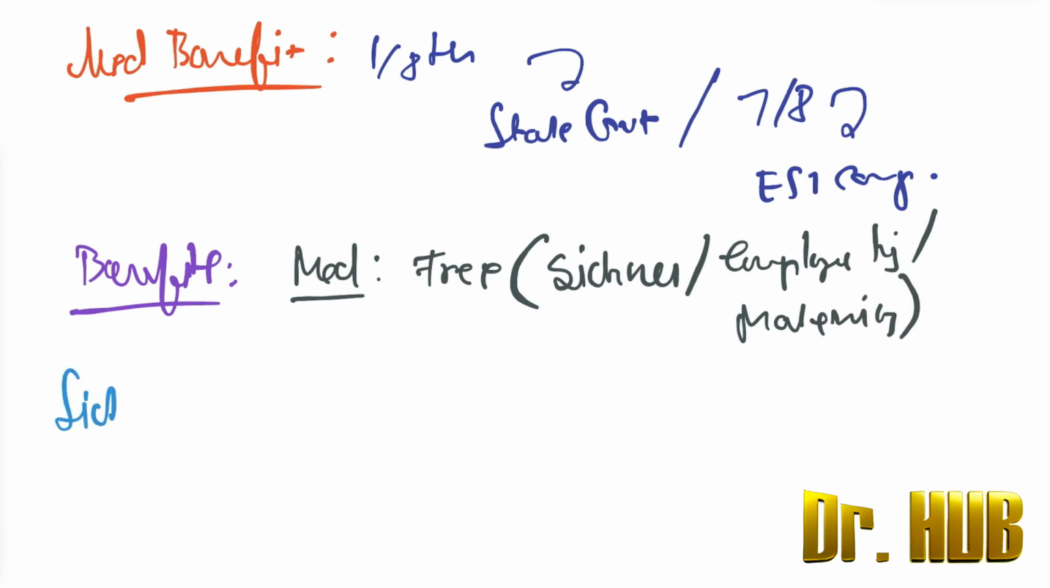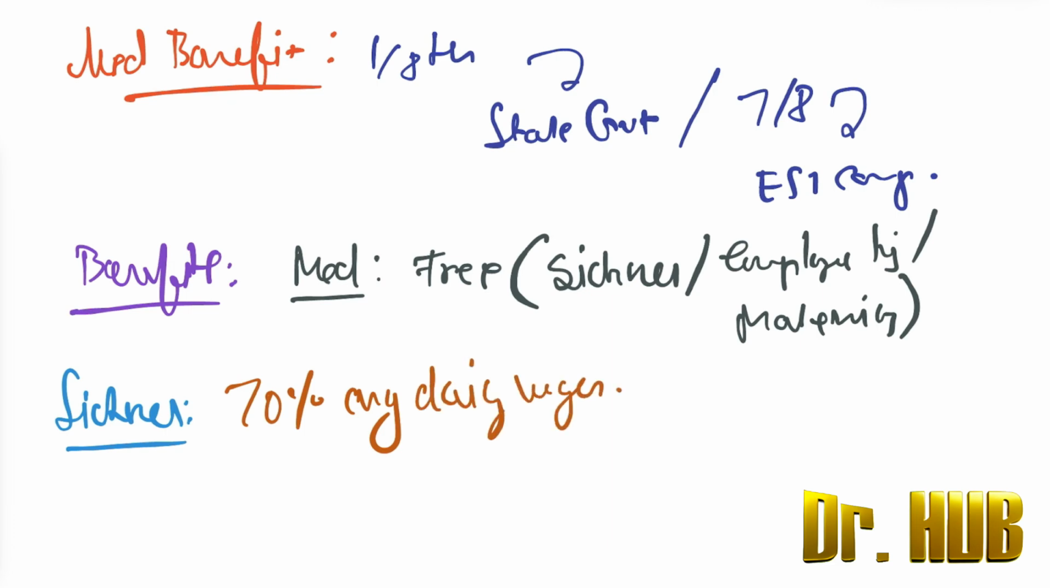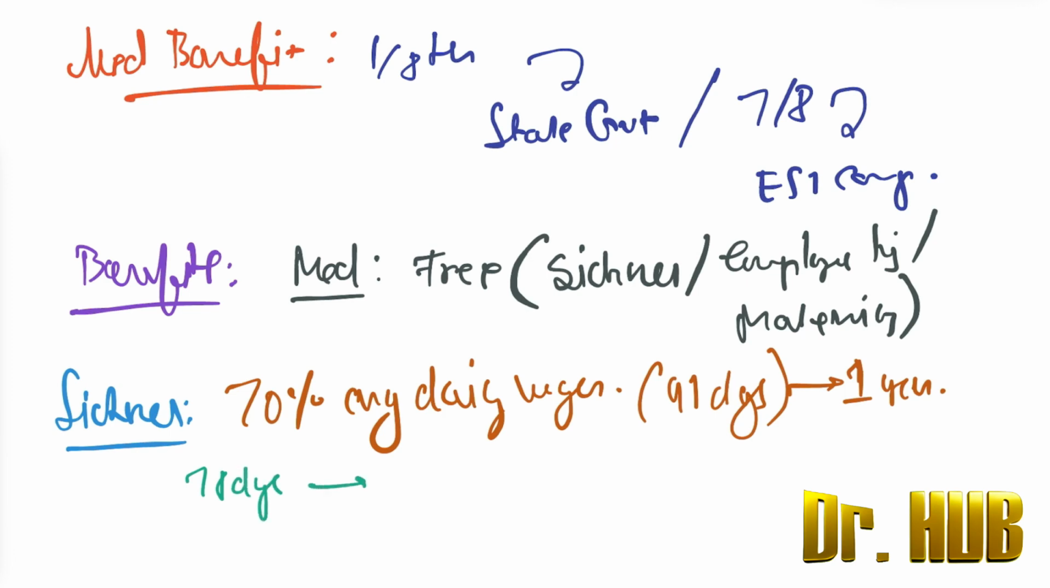Then what about the sickness benefit? According to the sickness benefit, it is given at 70% of the average daily wages for a duration of 91 days in 1 year. In order to qualify for the sickness benefit, the worker is required to contribute for 78 days in a period of 6 months.